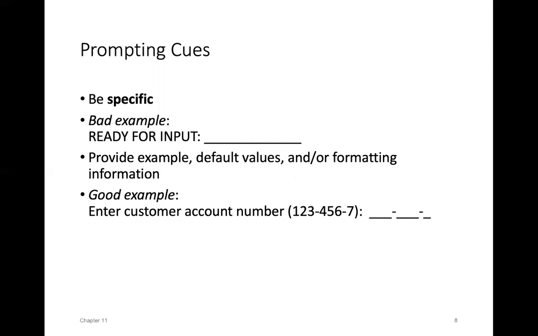Instead of ready for input, enter customer account number, in brackets 123-456-7, and then you can see the formatting there. I get very frustrated when I'm entering my credit card or my social security number or whatever it is, and there's no formatting guidelines. When you have prompting cues provided, it makes life so much easier, and you have greater confidence that the information you're providing is going to be appropriate.